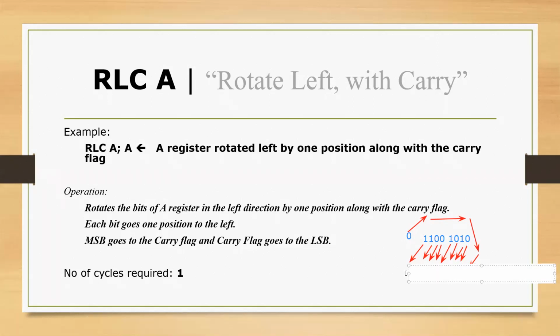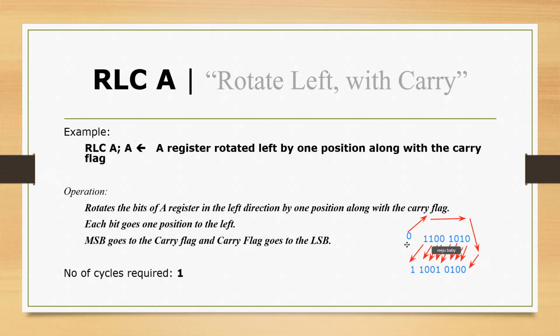Every bit is shifted by one position. So here it is 1, 1, 0, 0, 1, 0, 1, 0. And here the carry comes to the LSB. So you get the answer like this. That is, carry is coming to LSB and all other bits are shifted to left by 1 bit position. Here the carry is also included in the rotation. Is it clear? It is rotating with the help of carry.